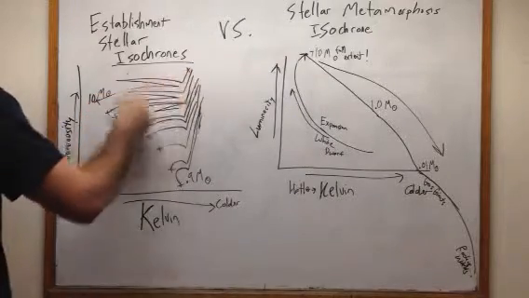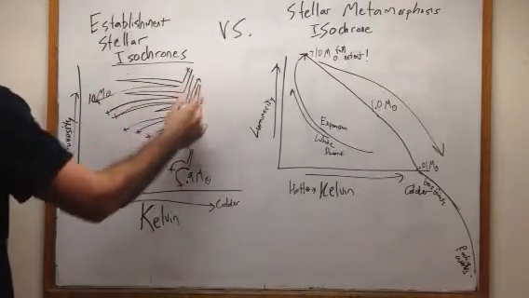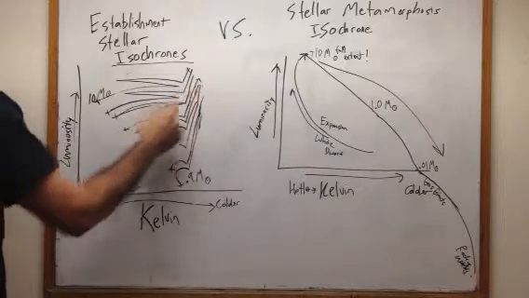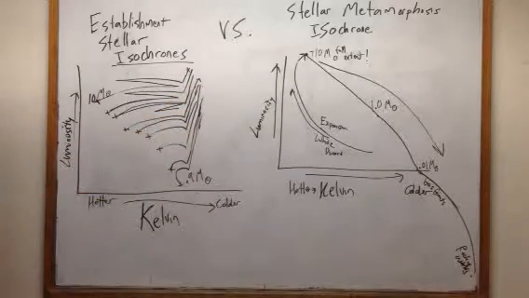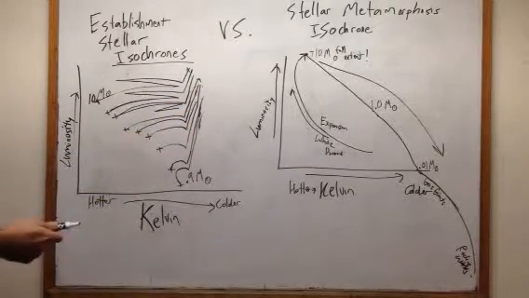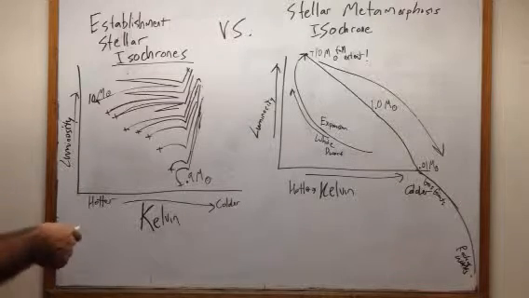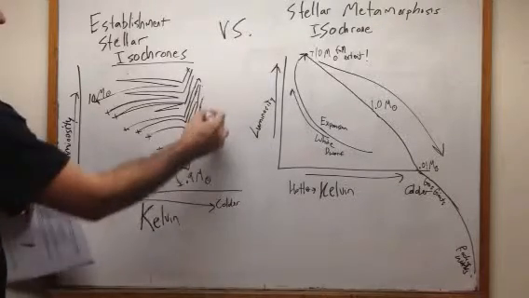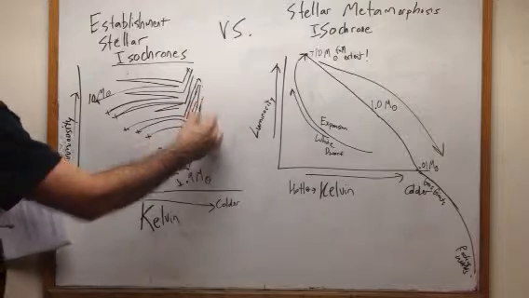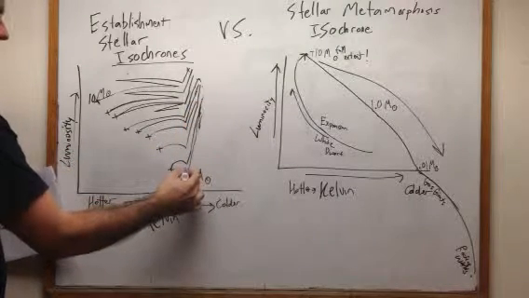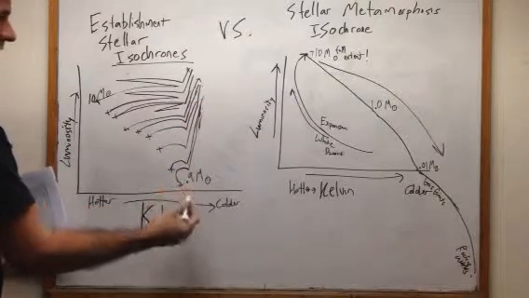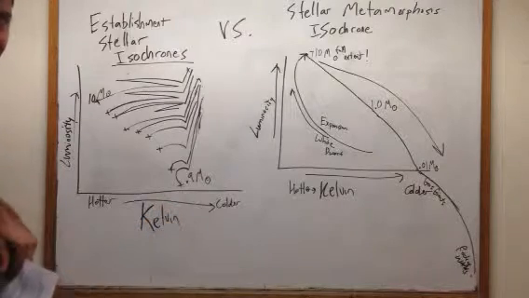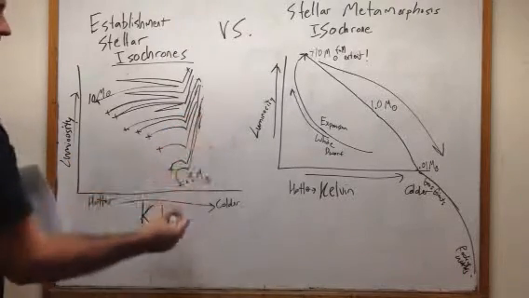So it starts here, ends here. Starts here, ends here. Starts here, ends here. And this basically is an establishment version of what an isochrone is. Okay? It starts at a given mass, and then it goes down an isochrone, its evolutionary path, and basically stays that same mass through its evolution.